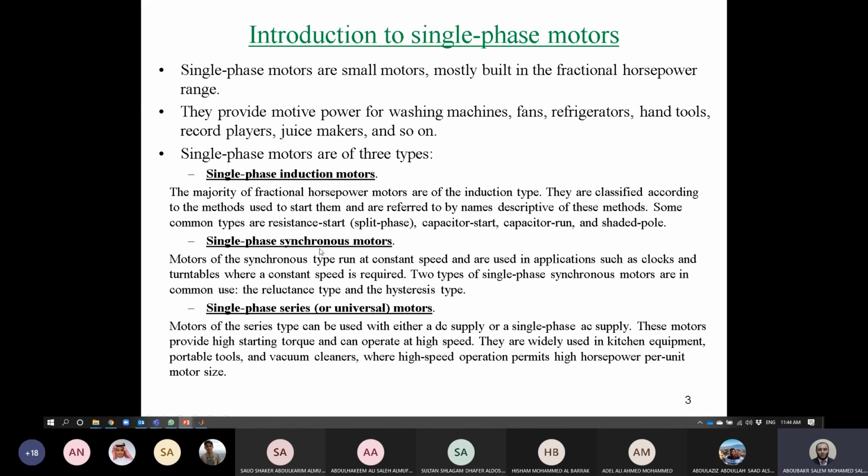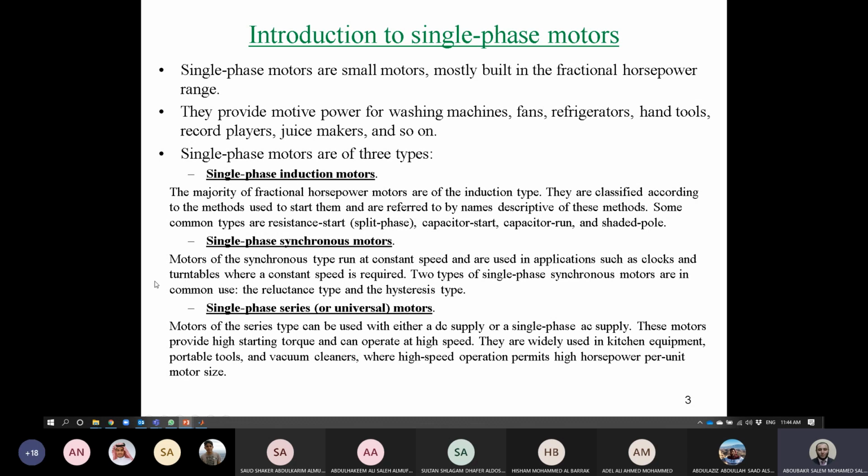Also we have single phase synchronous motors. طبعا synchronous motors have the advantage of constant speed. So whatever the load torque, the speed will be constant. So we use them also a lot in fractional horsepower motors which need a constant speed. So motors of synchronous type run at a constant speed and are used in applications such as clocks. And you know, a clock has to move at the same speed, otherwise it will be a problem.